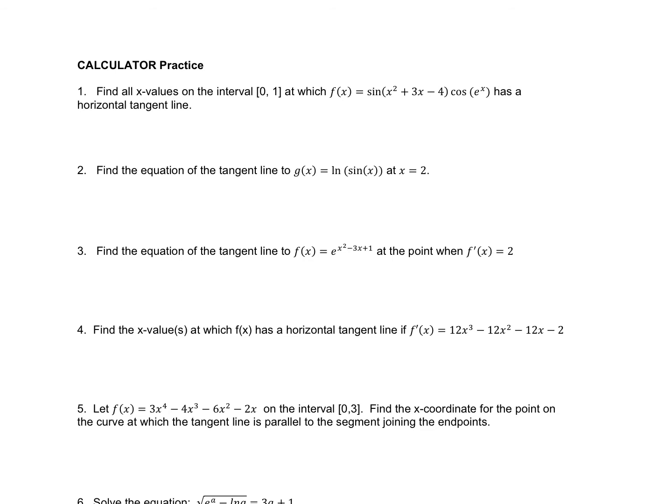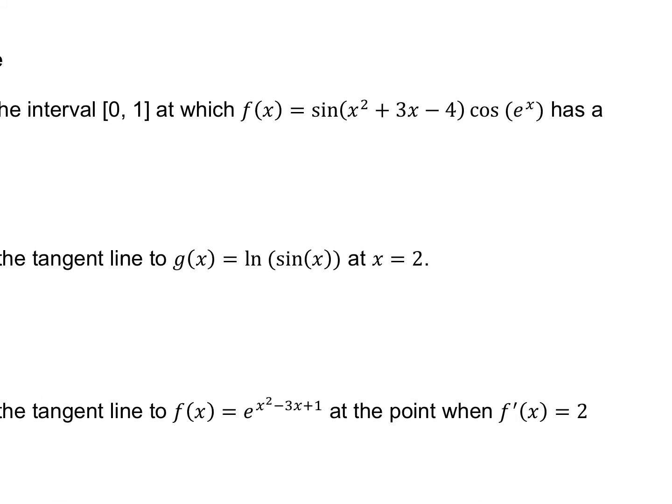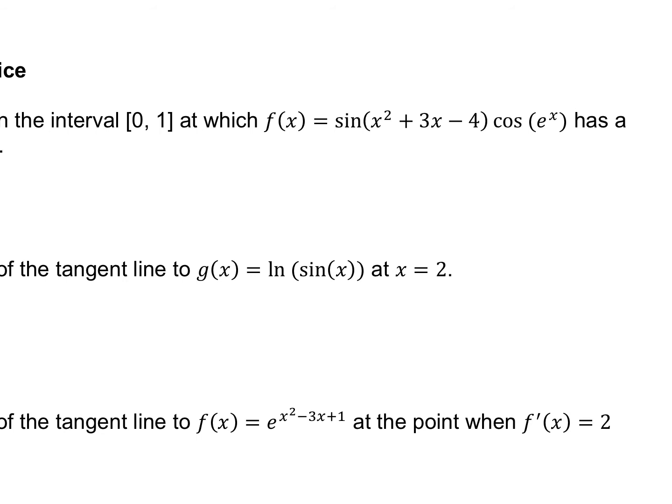Okay? Sine of this parentheses. Between the sine parentheses and the cosine, you're going to need to have a times sign in there. Okay? Times cosine of e to the x. Two things you need to make sure of while we are doing this. One is that you're putting this in your y equals. Two is that you are in radian mode.